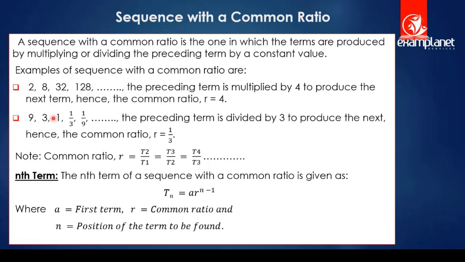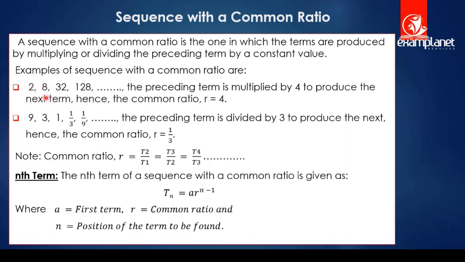When you check this, what are we having here? We are multiplying the preceding term by 4 to get the next. So 2 times 4 is 8, 8 times 4 is 32, 32 times 4 is 128, and so on. The preceding term is multiplied by 4 to produce the next term. Hence, the common ratio will be 4. To get our common ratio, we can divide the second term by the first.